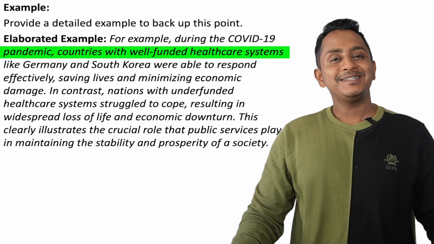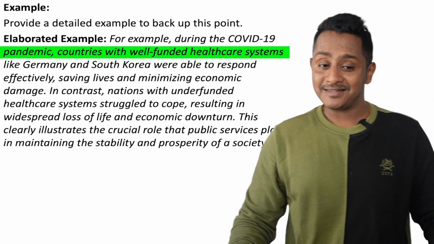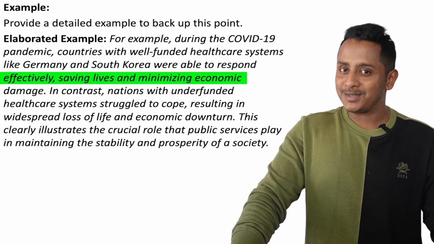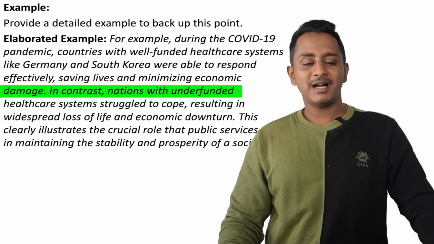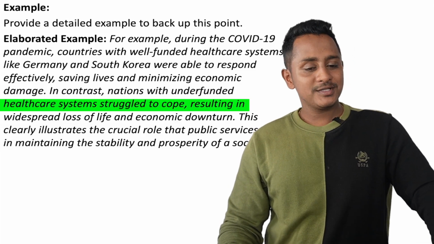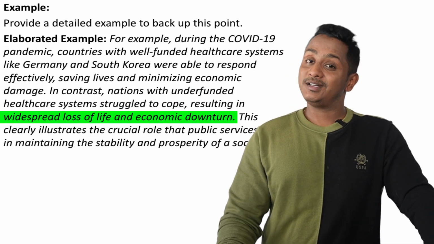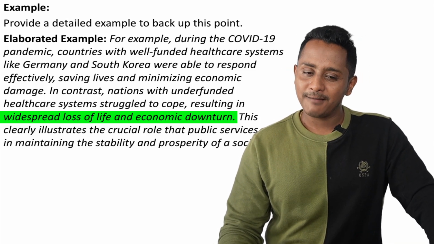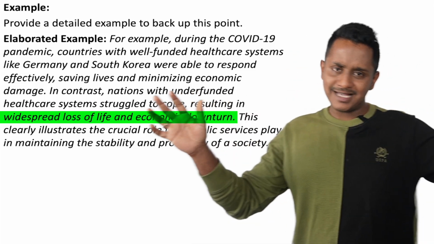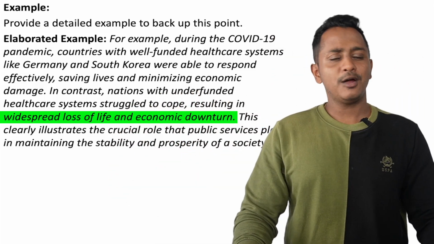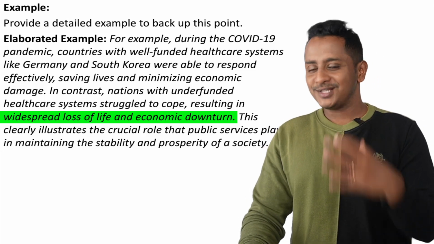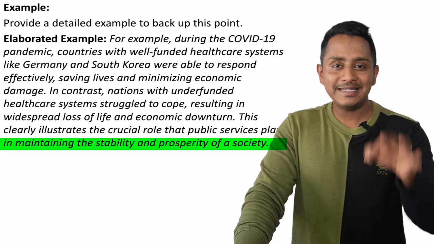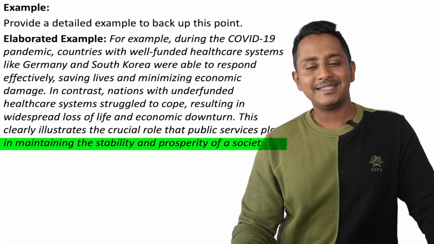For example, during the COVID-19 pandemic, countries with well-funded healthcare systems like Germany and South Korea were able to respond effectively, saving lives and minimizing economic damage. In contrast, nations with underfunded healthcare systems struggled to cope, resulting in widespread loss of life and economic downturn. Well, I could have given an example with respect to both education and health. Probably it would have made my example look so big, so I've just narrowed it down to only healthcare. Is this enough? More than enough. This clearly illustrates the crucial role that public services play in maintaining the stability and prosperity of a society.